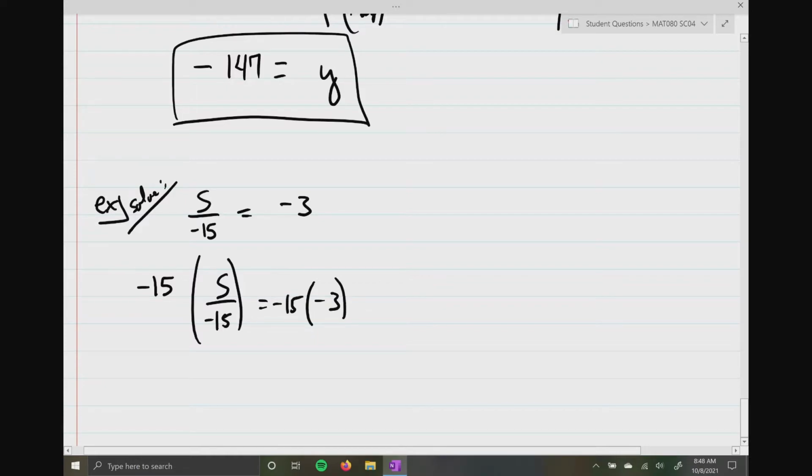So the left-hand side of my problem is the easy part. Even though it contains the variable and it looks more complex, it's actually the easy part because you literally just reduce the 15s. So you're left over with the letter S. On the right-hand side, a negative times a negative is a positive. 15 times 3 is 45.